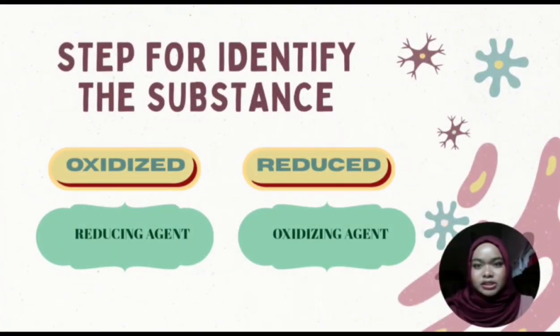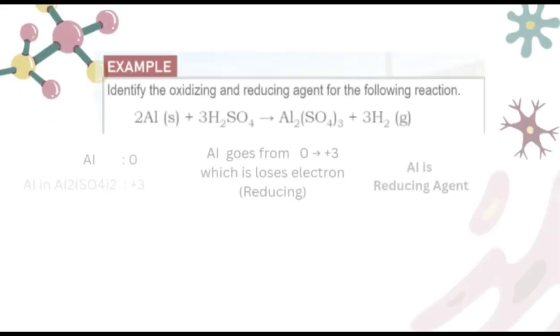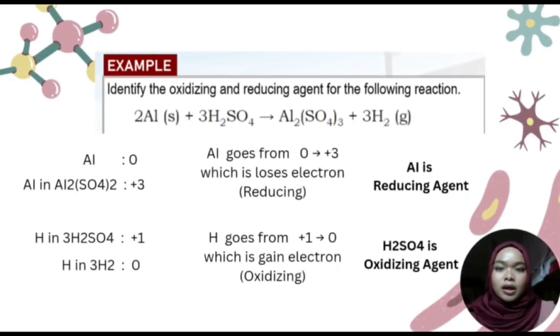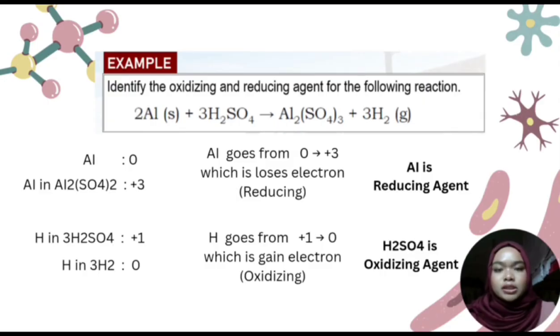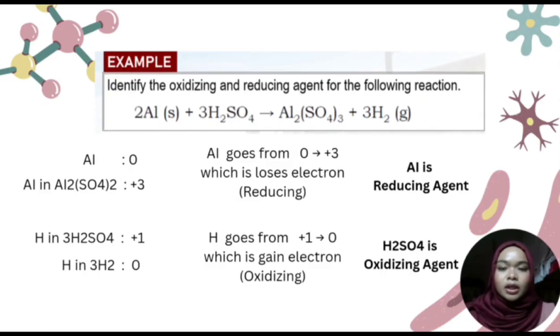This slide shows the steps for identifying the substance. If the substance is oxidized, it means it loses electrons, so it is identified as a reducing agent. If the substance is reduced, it means it gains electrons, so it is identified as an oxidizing agent. This is an example of how to identify the oxidizing and reducing agent.